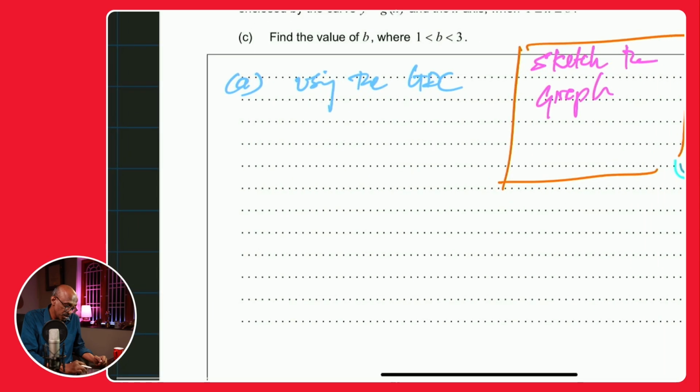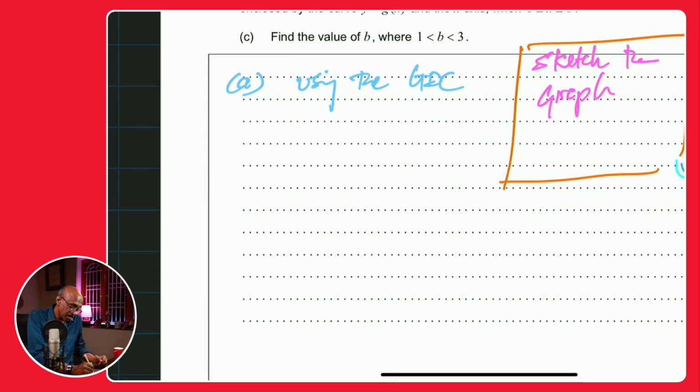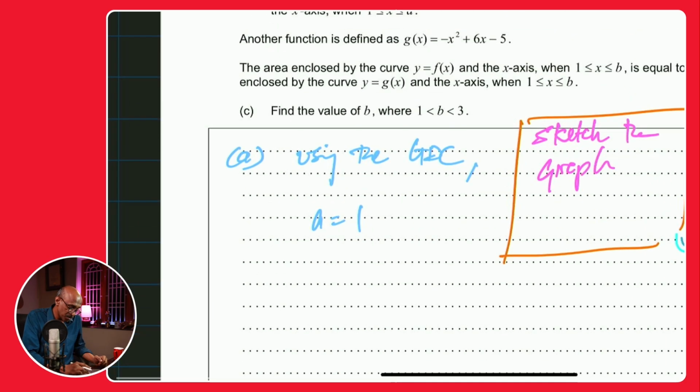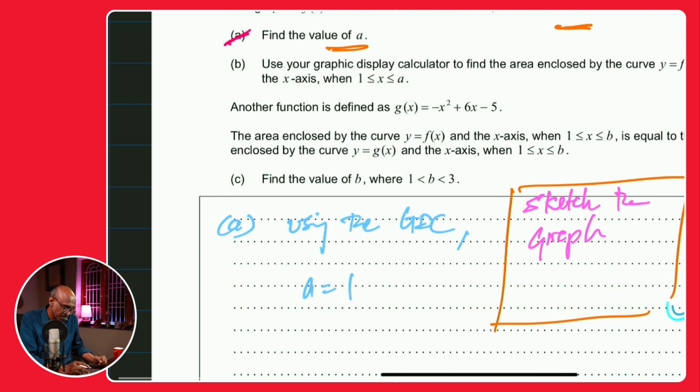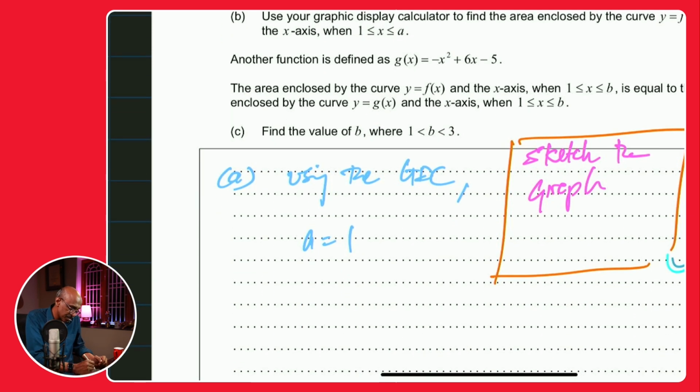All right. So using the GDC, you can say that the value of a must be equal to 3, because if you just write the correct answer, you're not going to get those 2 points. All right. Part B next.